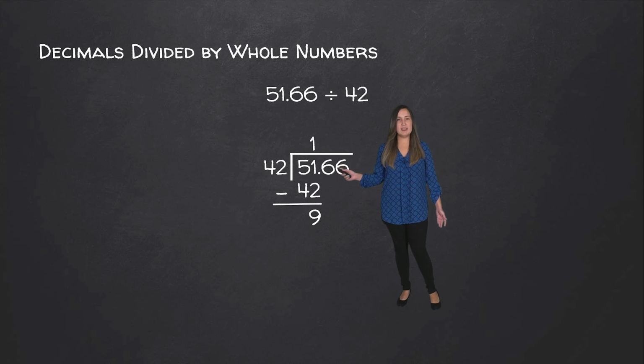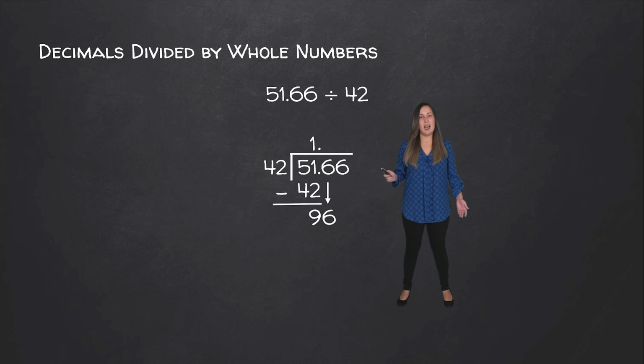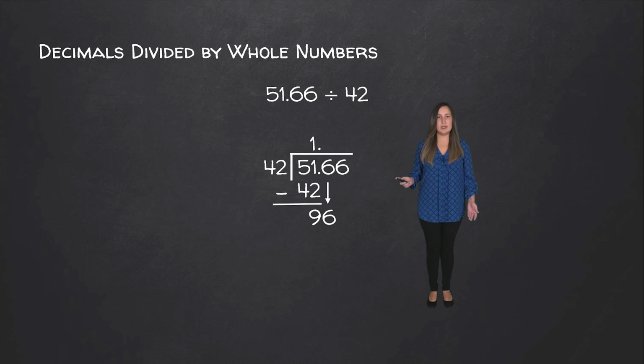Before we bring down the 6, we have a decimal point that we need to bring up. So do not forget to do that, or the value of our answer will be incorrect. After we do that, now we can bring the 6 down, and we have 96. So we ask ourselves, how many times could 42 go into 96? And that would be 2 times.